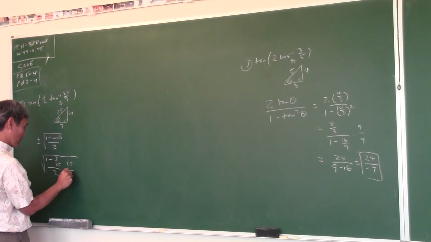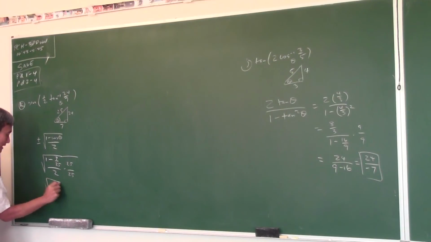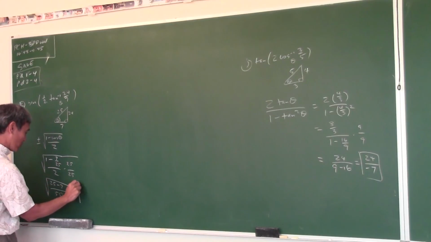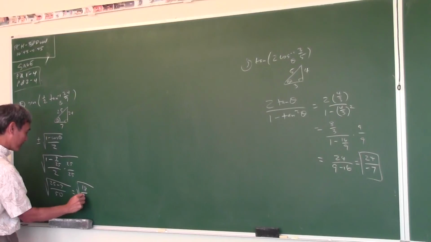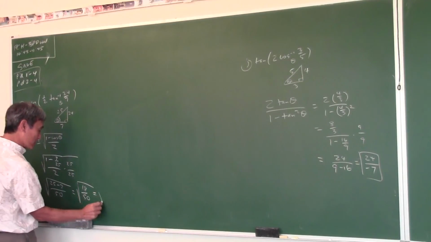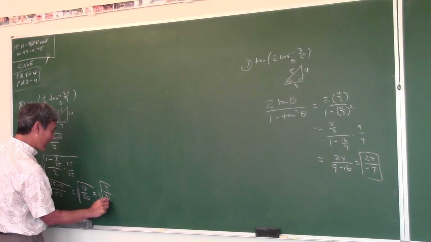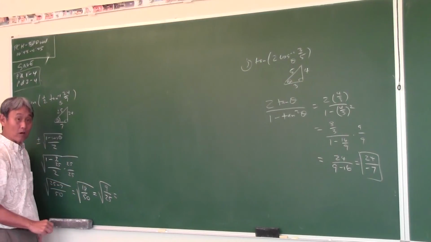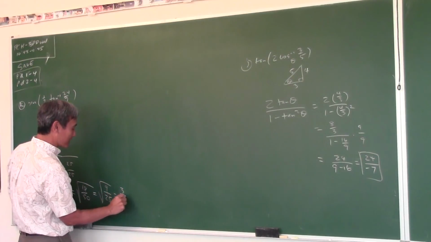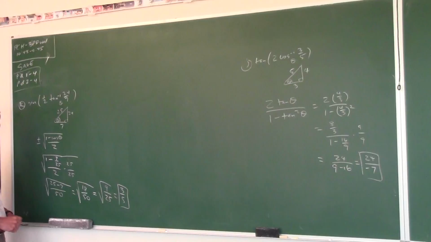Multiply top and bottom by 25. So inside the radical, what do we got? 25 minus 7 over 50, which is the square root of 18 over 50, which reduces to the square root of 9 over 25, but both of those you can square root. 3/5. Beautiful.